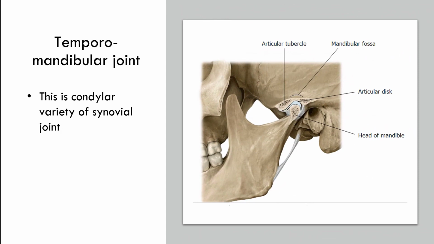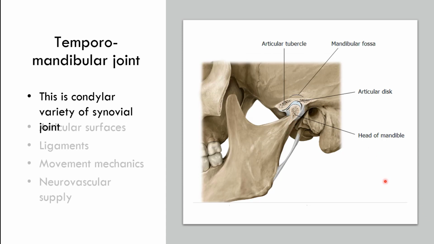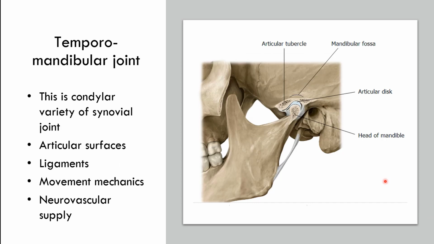Now let us look at the temporomandibular joint. This is a condylar variety of synovial joint. We can see here these are the articular surfaces, and we are having certain points under which we learn this. So these are what we are going to discuss on it. So articular surfaces, ligaments, movements and movement mechanics and neurovascular supply, and finally we will look at applied aspects.